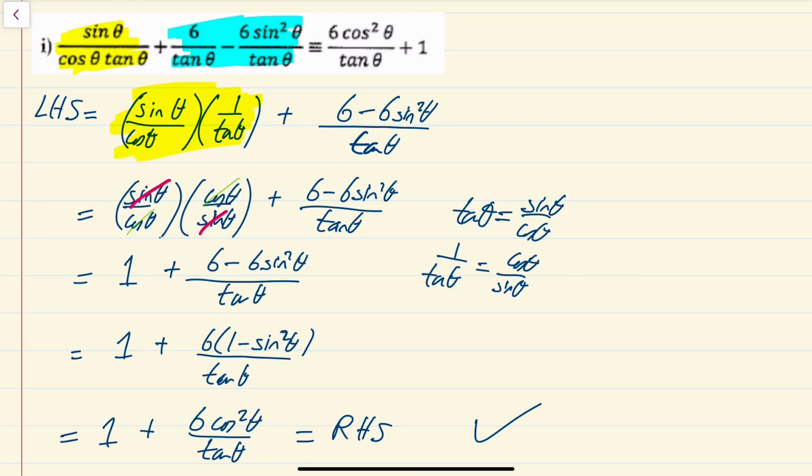Now the hard part, folks, is looking at your answer and thinking, right, I've got a 1, so I want to get a 1 somehow, and also I've got my tan on the bottom line, so I don't want to really mess around with the tan on the bottom line. So that was a bit of a tricky one there, I have to say.